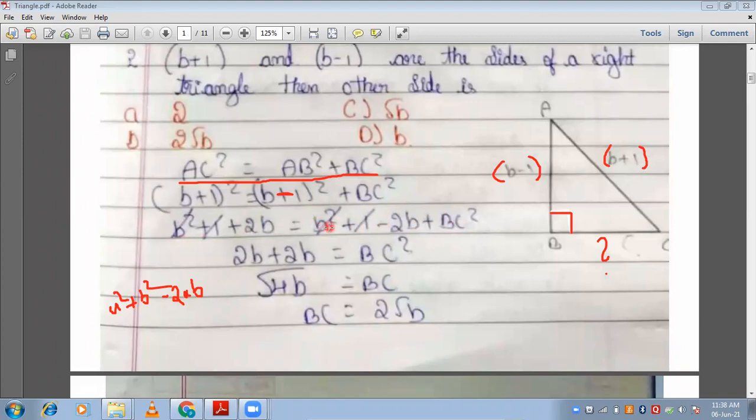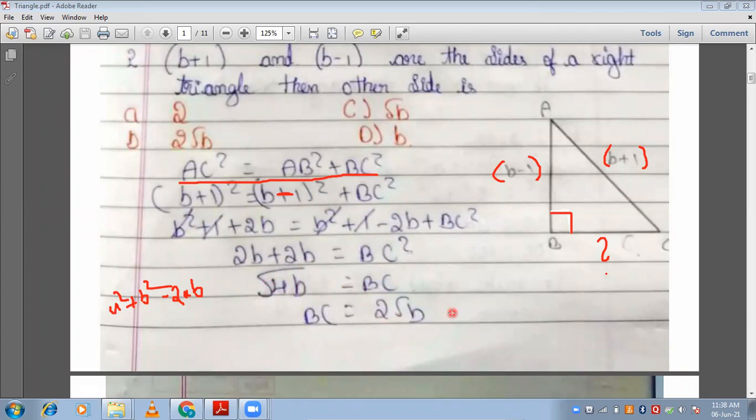Now shifting to the left hand side, b square minus b square gets cancelled. Here also plus 1, if you take it to this side it becomes minus 1, so plus 1 minus 1 gets cancelled. Minus 2b taken to the left hand side becomes plus 2b, equal to BC square. 2b plus 2b, 4b, is equal to BC square. Shifting the square to this side, it becomes the square root of 4b is equal to BC. Square root of 4 is 2, so 2 root b.